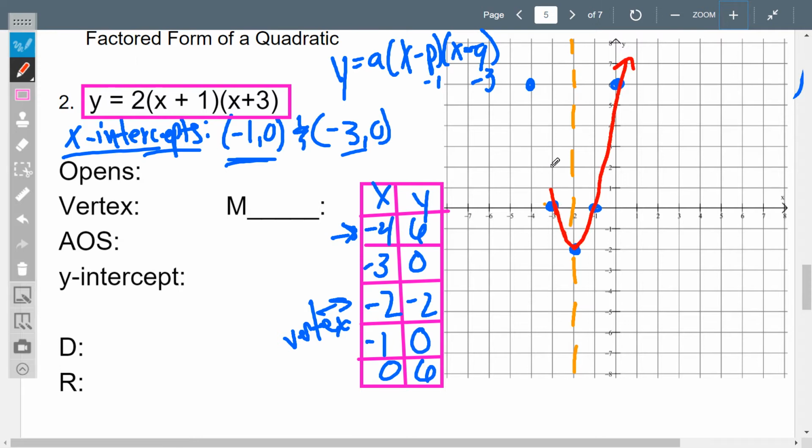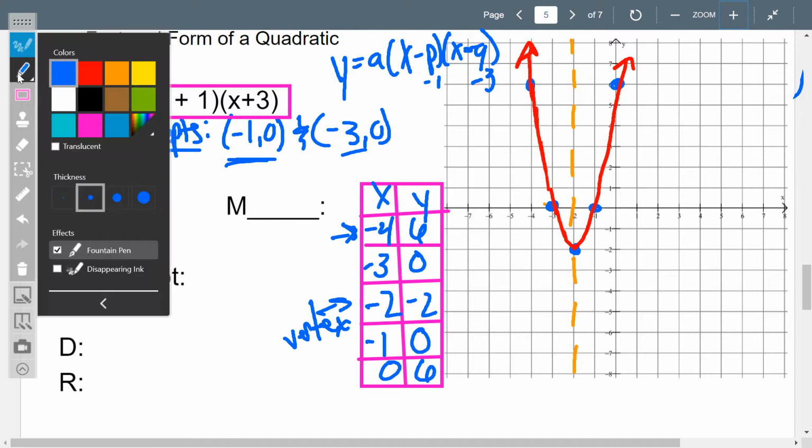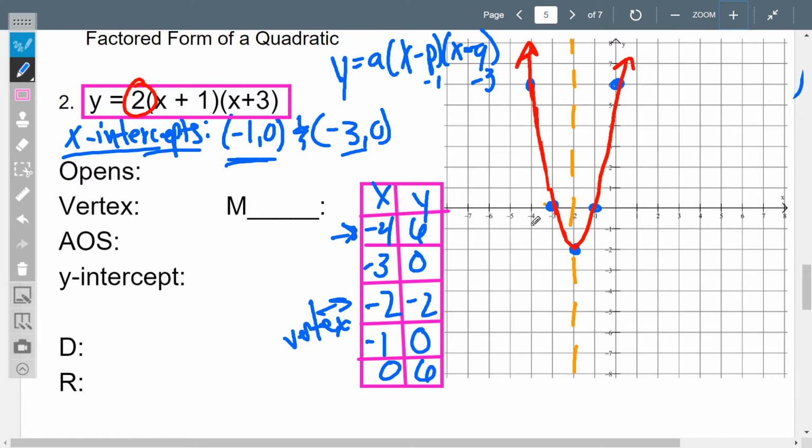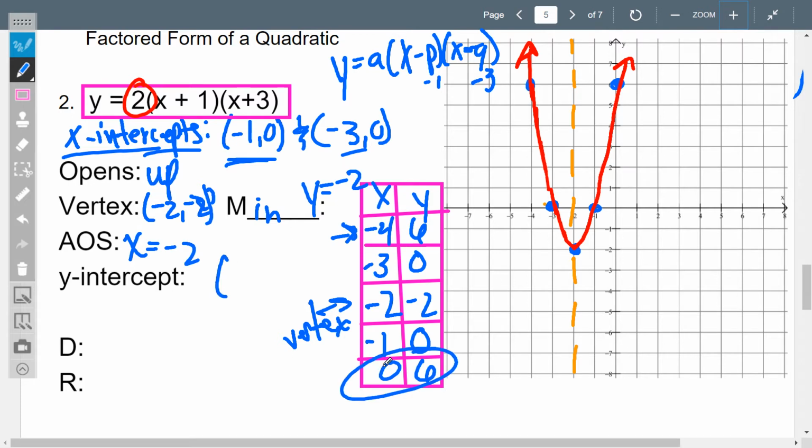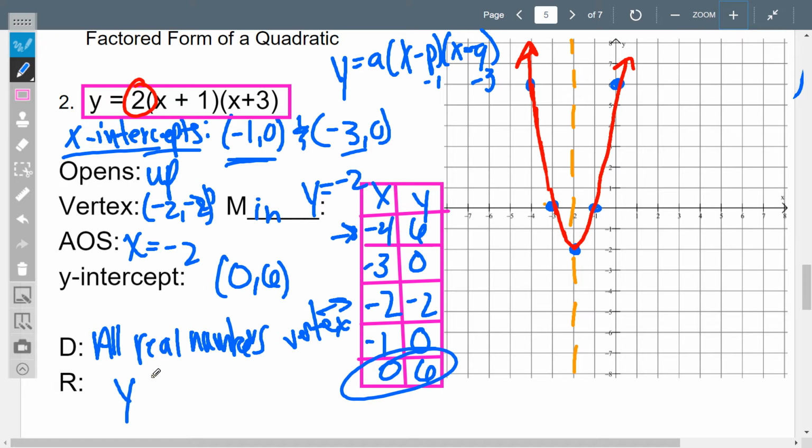You'll notice that it's very narrow, okay? And this 2 out front is what's actually causing this to be extremely narrow like this. This opens up. The vertex is at -2, -2. The vertex is a minimum point, the minimum being -2. The axis of symmetry is also at -2. The y-intercept, you would plug in 0, and if we plug in 0, we get 6. That's right here. Domain is all real numbers. And the range, y values are greater than or equal to -2.